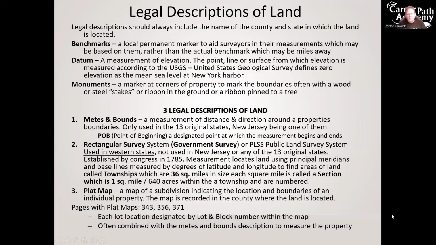So once again, here's the complete slide with the explanation for benchmarks, datum, monuments, metes and bounds, rectangular and government survey, and the plat map. If you want to take a picture and have all those notes there on one slide to study from, there you go. It's all on one page for you if you want to snap a picture and you have not yet. This is one that has everything in one place.